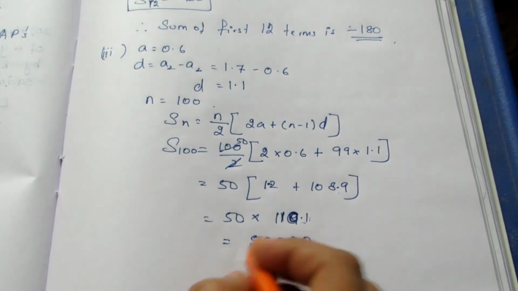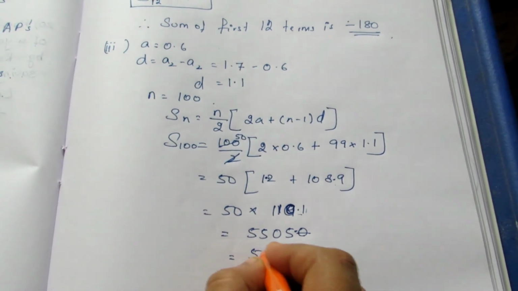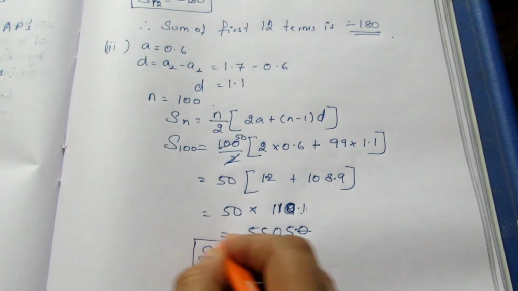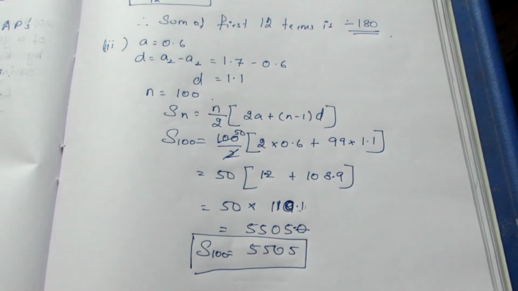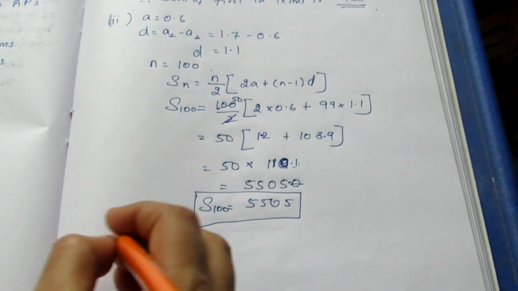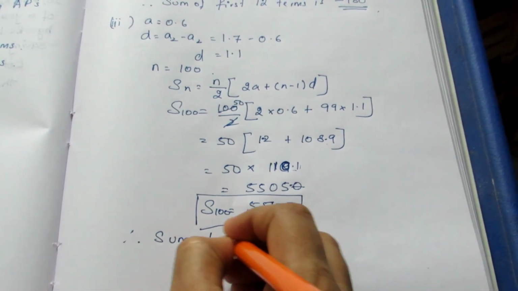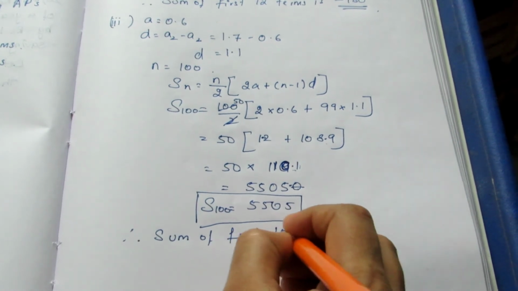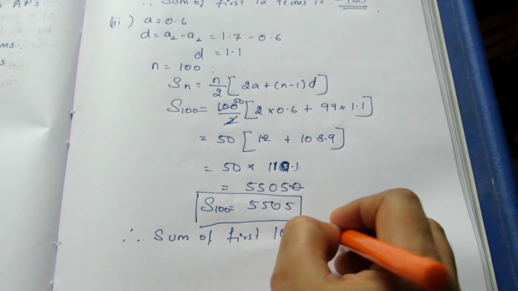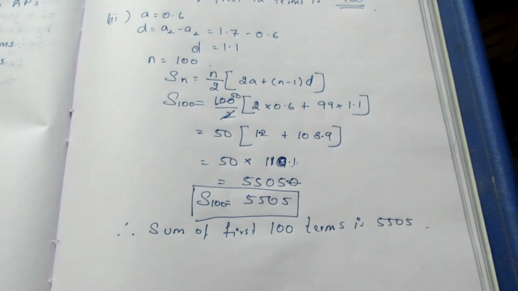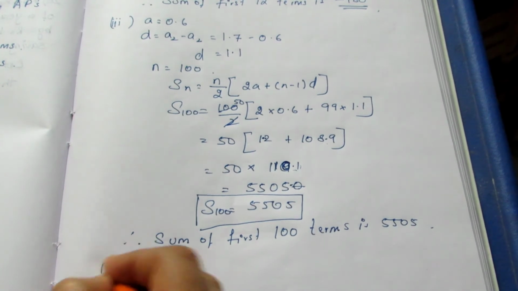So my total will be equal to 5505. So S100 is 5505. Therefore, the sum of first 100 terms for the given AP is 5505. We'll move on to the fourth one.